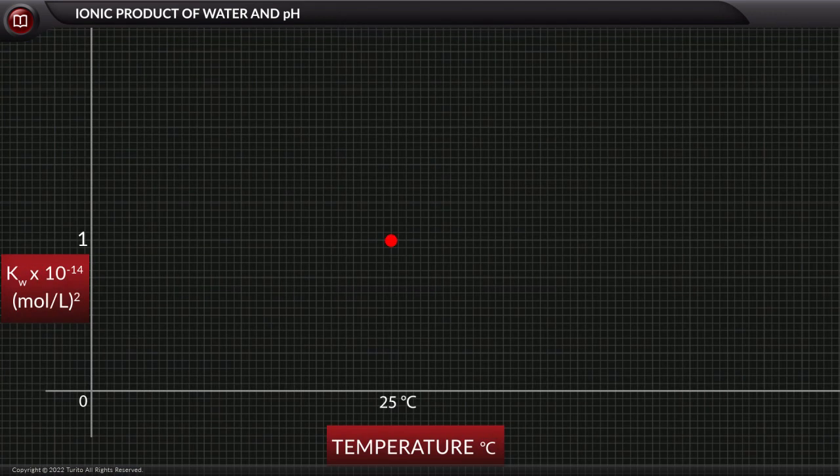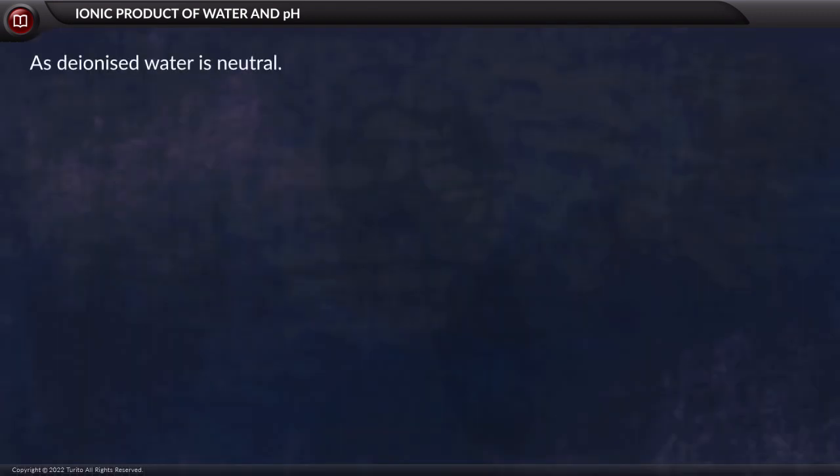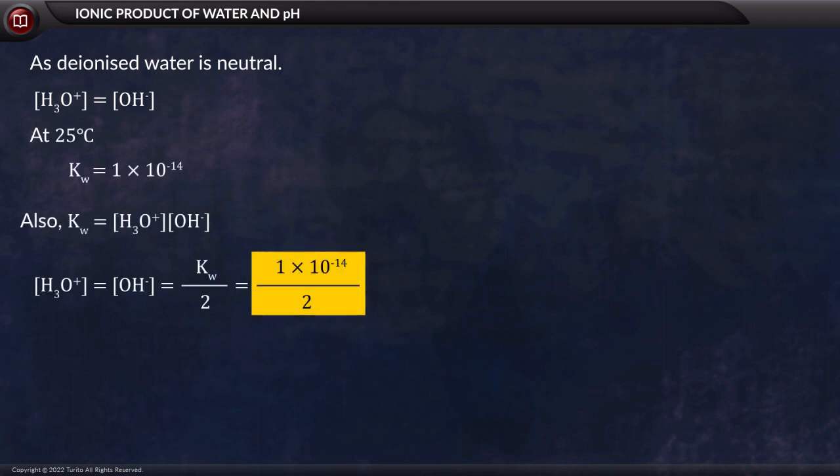Kw value at 25 degrees Celsius is 1 into 10 to the power minus 14 moles squared per liter squared. If the temperature increases from this point, the value will increase and will decrease on decreasing the temperature. So, if we see the graph between Kw versus T, it will be a straight line. Deionized water is neutral. Thus, the concentration of hydronium ion and hydroxide ion in it will be equal. At 25 degrees Celsius, it will be the square root of 1 into 10 to the power minus 14, which will be 1 into 10 to the power minus 7.